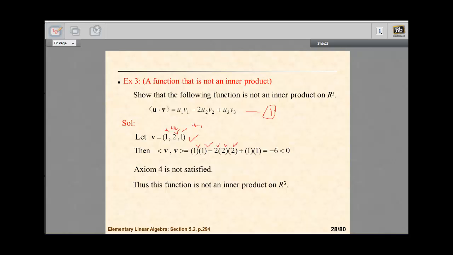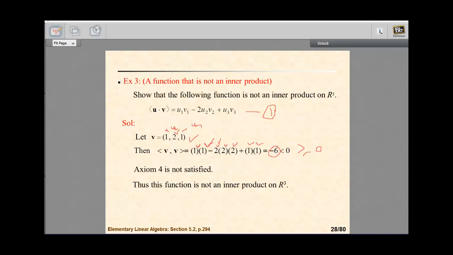Okay, so when we take u1 v1 here, and 2 is given, and u2 v2, and 2 into 2, and u3 v3, and 1 into 1. Very good. So when we add these things, we will get minus 6. But according to axiom number 4, that will always be greater than or equal to 0. And if it is 0, then if and only if v1 is equal to v2 is equal to 0. So it means that the inner product does not hold.